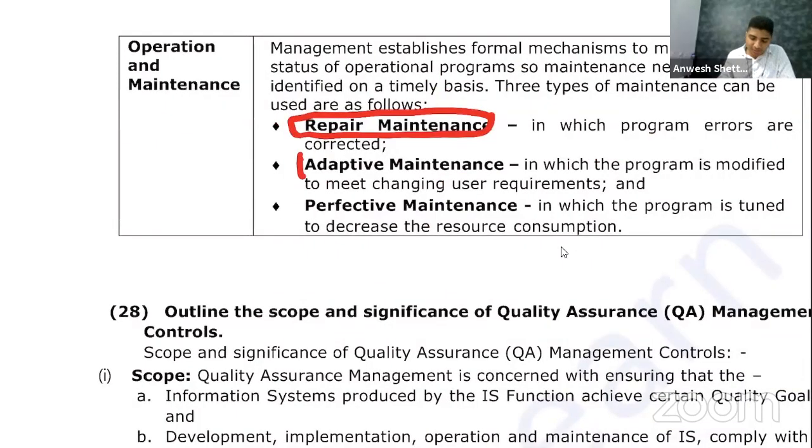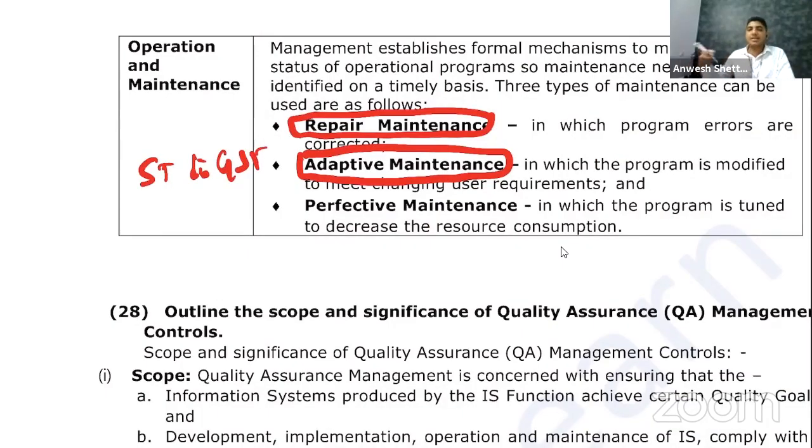Next one is something called as adaptive maintenance. So adaptive maintenance, I said, from service tax to GST. So the law has changed, and to adapt with the new law, you are changing the software. This is called as adaptive maintenance.